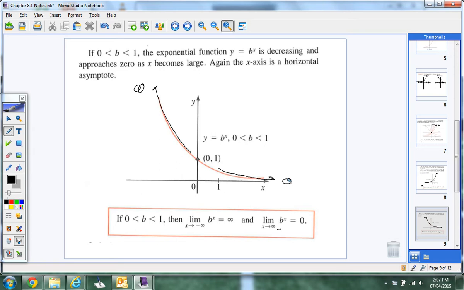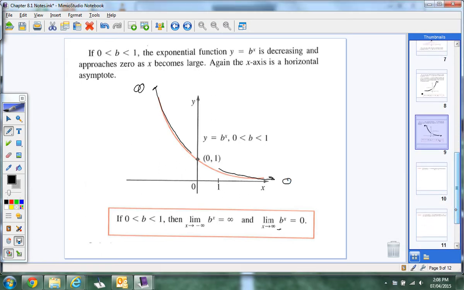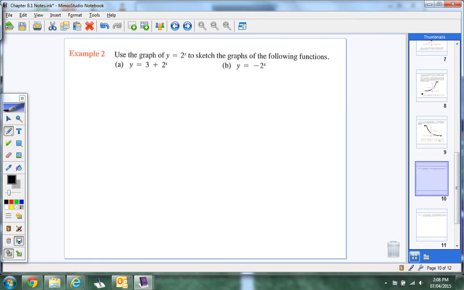And I know this is simple, but don't forget this, because a lot of people forget this when they're doing their exponential work, and they miss things just because they forgot, or they just didn't think about it logically. So now we're going to look at another example here. So example 2. It says use a graph of y equals 2 to the x to sketch the graphs of the following functions. So I want you to think about what would change.